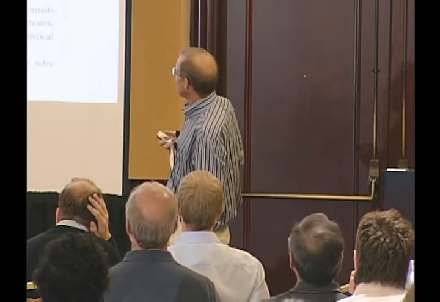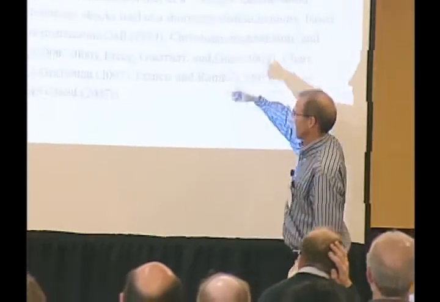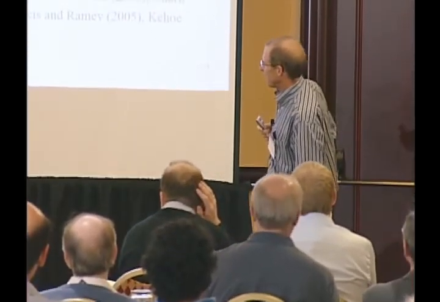It's one of the most amazing published discussions I've seen. It goes on for a while. This is about a paper by Christiano, Eichenbaum, and Vigfusson, where they're talking about long-run restrictions and vector autoregressions and that sort of thing, and inference.